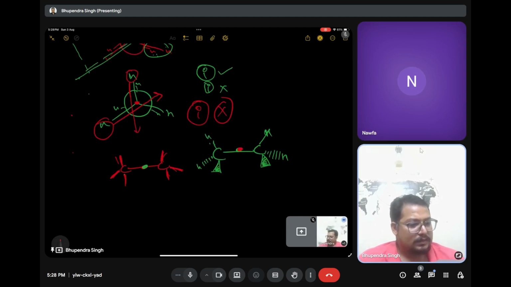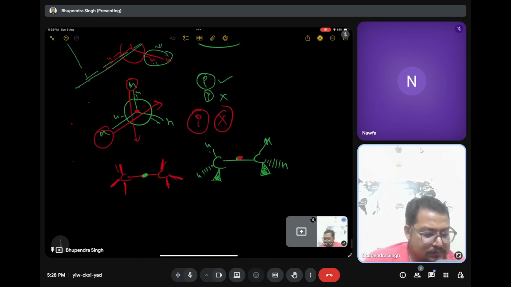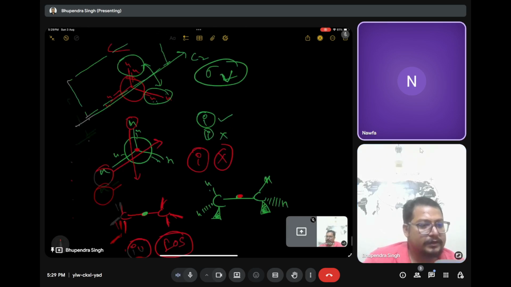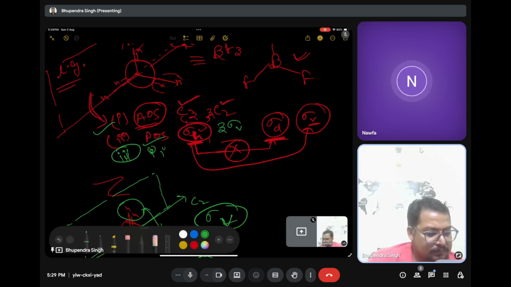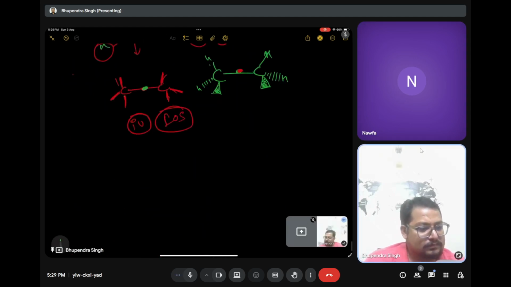Next, the fourth one is the improper axis of symmetry. Now try to find out the improper axis of symmetry. We have already seen that. Yes, S3 is there. Okay, nice. S3 is there.